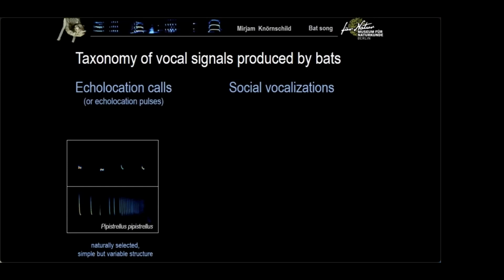What you see here is an echolocation call sequence starting with search calls and then ending in approach calls with a final buzz of a European bat species, Pipistrellus pipistrellus. And there you can actually see that each signal is quite simple, but taken as a whole, these echolocation calls have a variable structure. When we think about social vocalizations, we can further differentiate them into calls and songs.